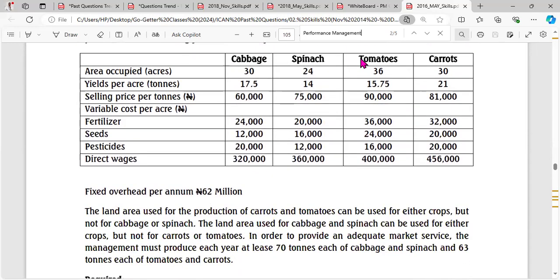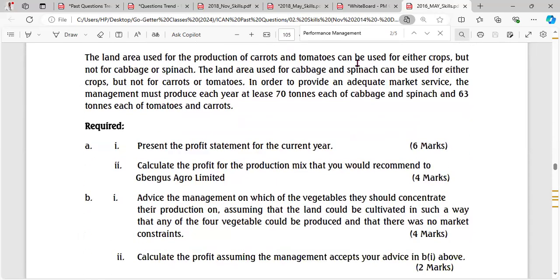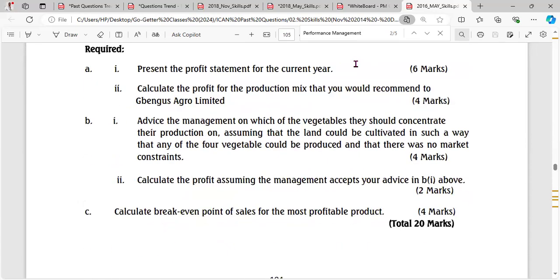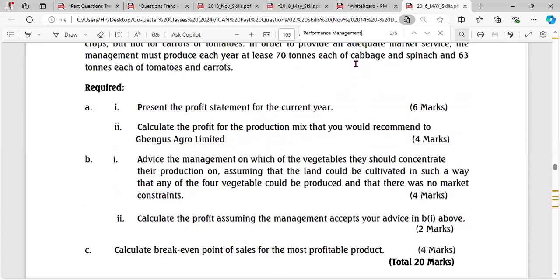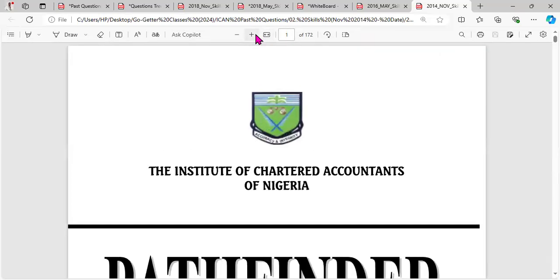Okay. I will want to defer this question because it will take a long time for me to solve. I'll do a separate class for this particular question. So let's leave that for now. I've had issues dealing with this, but if you want me to do it, there is no problem. But let's see a simpler question. So I'll go to November 2014, question number 4.